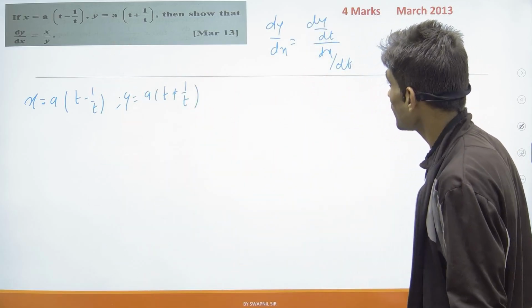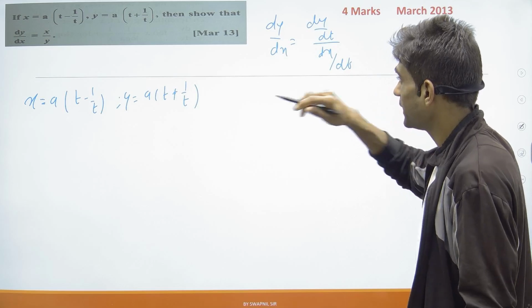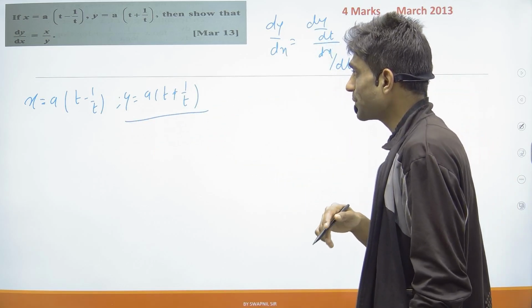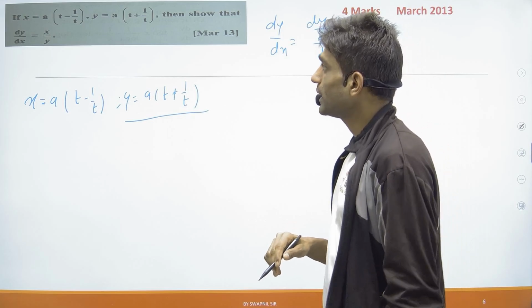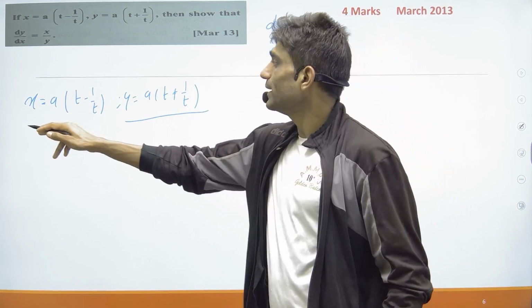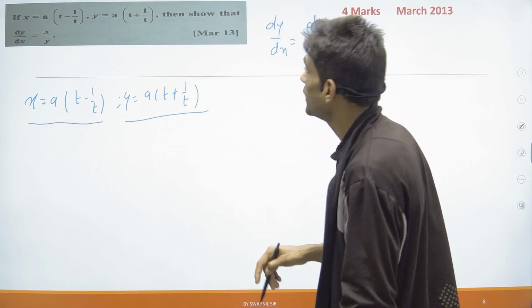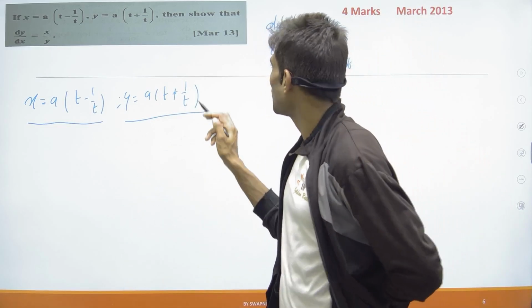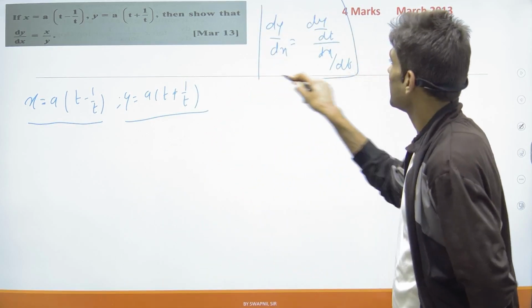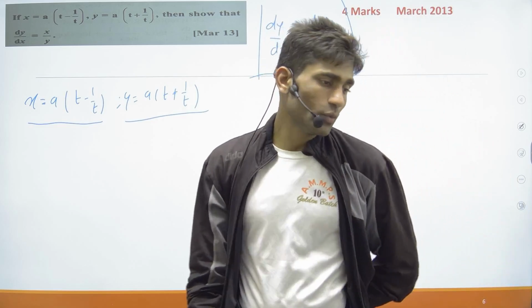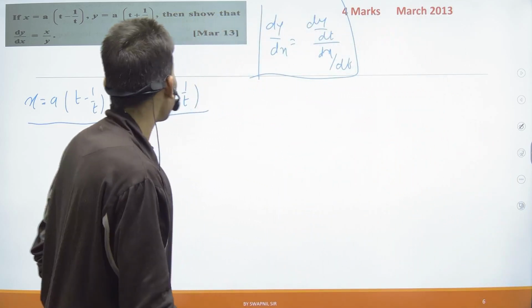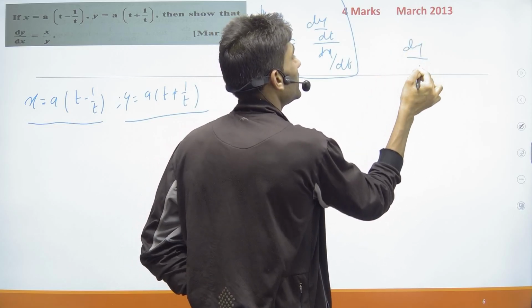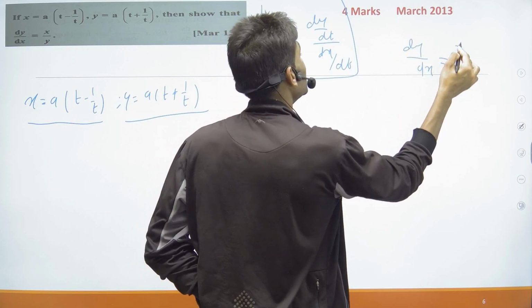So what is the value for dy by dt? You have to differentiate y with respect to t, so you will get the value for dy by dt. Similarly, differentiate x with respect to t and you will get the value for dx by dt. Substitute both of these values in our parametric differentiation formula. You will get the required answer as dy by dx equals x divided by y.